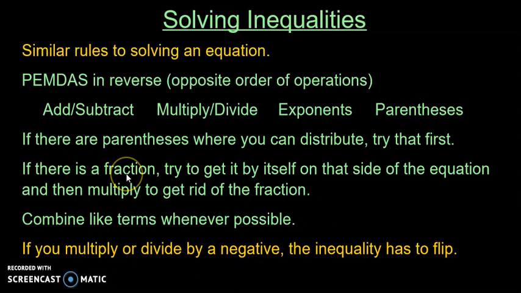If we have a fraction, we want to try to get the fraction by itself, get rid of all the other terms that are on the same side of the inequality, and then we deal with the fraction. Combine like terms if necessary. And the other big difference in inequalities is that if we multiply or divide by a negative, that inequality sign has to flip. So less than or greater than, it gets flipped around. So let's look at a few examples here.